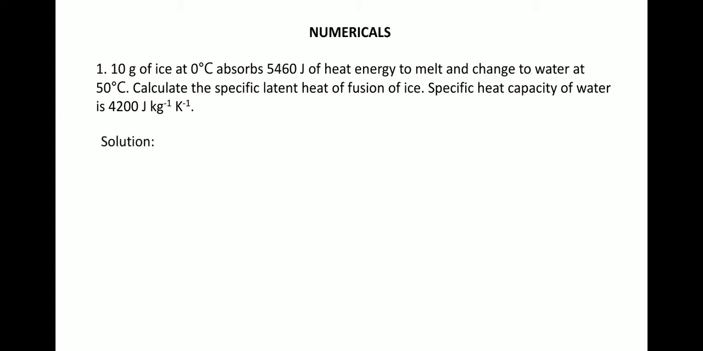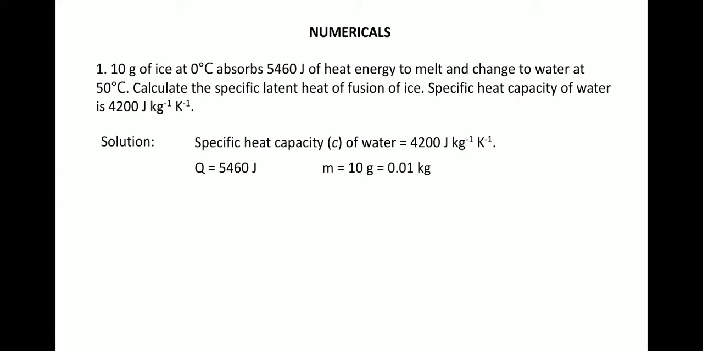So let's try to understand the problem. Here we'll first write down whatever data has been given in the question. So specific heat capacity, we write it as small c, is given as 4200 joules per kg per Kelvin. The heat energy that has been absorbed by this ice is 5460 joules, and the mass of the ice is given as 10 grams, which we converted in terms of kg becomes 0.01 kg.